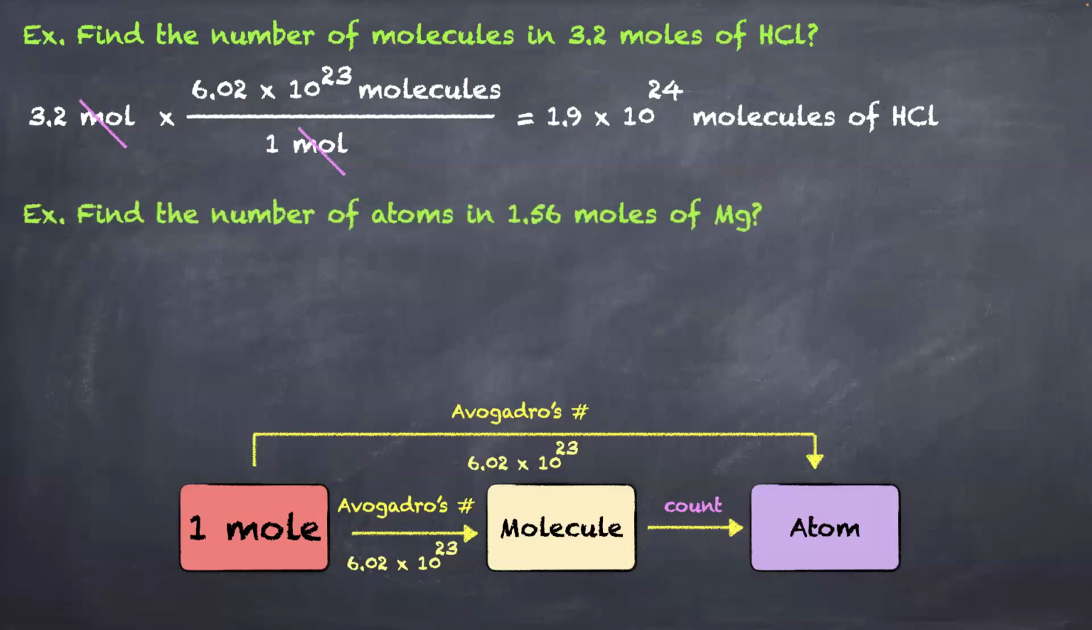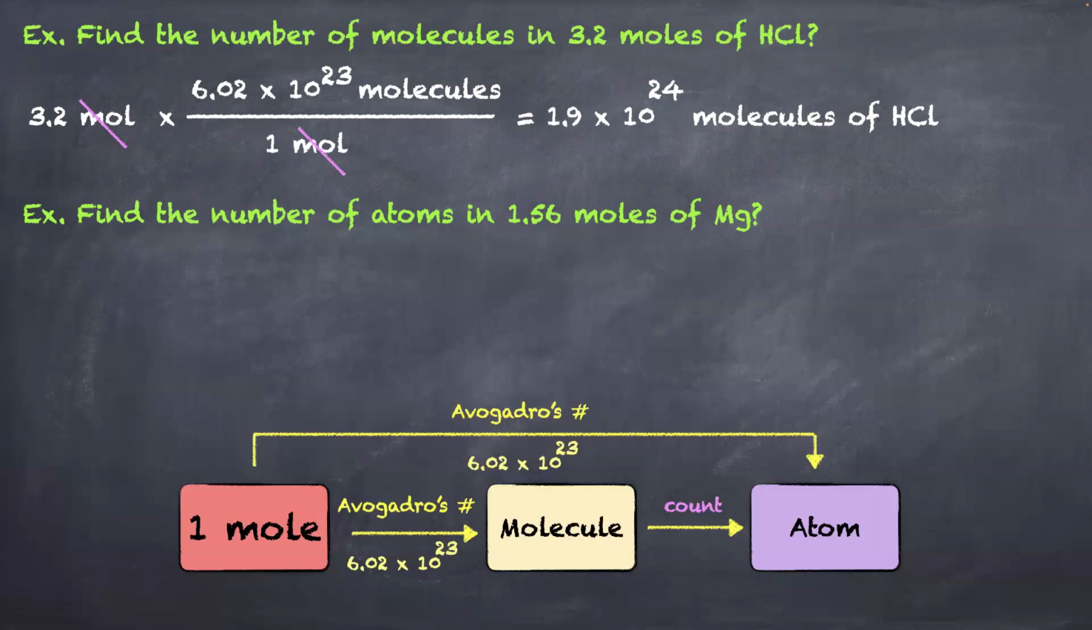Let's take a look at another example. Here it says find the number of atoms inside 1.56 moles of magnesium. Here we're dealing with magnesium, which itself is an atom. As you can see, I've put another line going straight from moles to atoms using Avogadro's number. You use that when the element, the substance we have, is itself an atom. For example, magnesium is an atom. It's not made from multiple things. It's just an example of an atom.